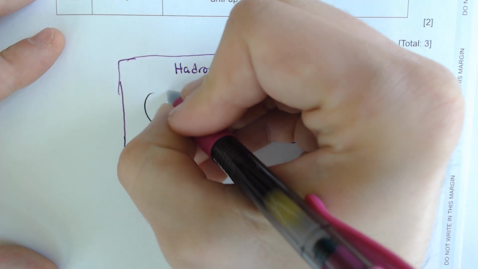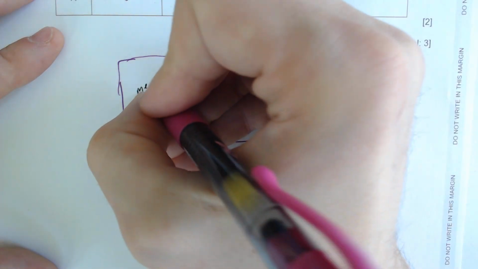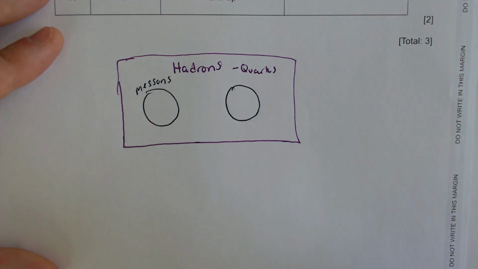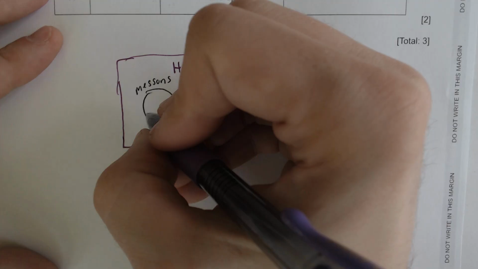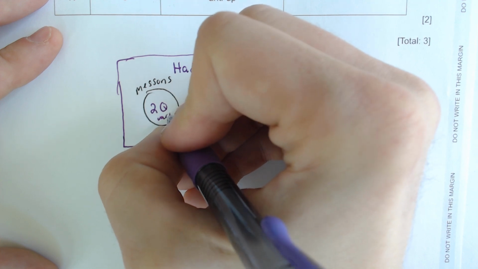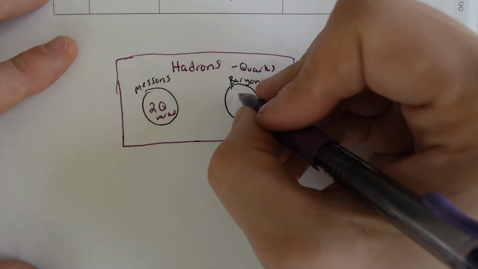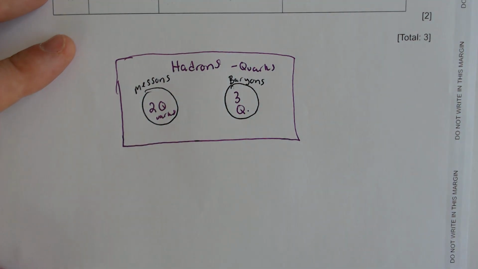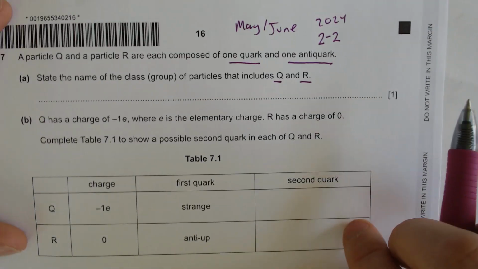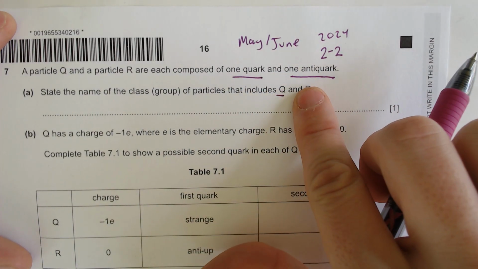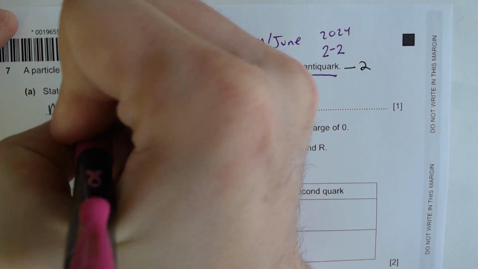Inside of the hadron category, we have a subdivision known as mesons, and we have baryons. So mesons will be 2 quarks, and baryons would have 3 quarks. So mesons have 2, baryons have 3. In this case, we have 1 quark and 1 antiquark, which means that we only have 2. So a correct answer would be a meson.